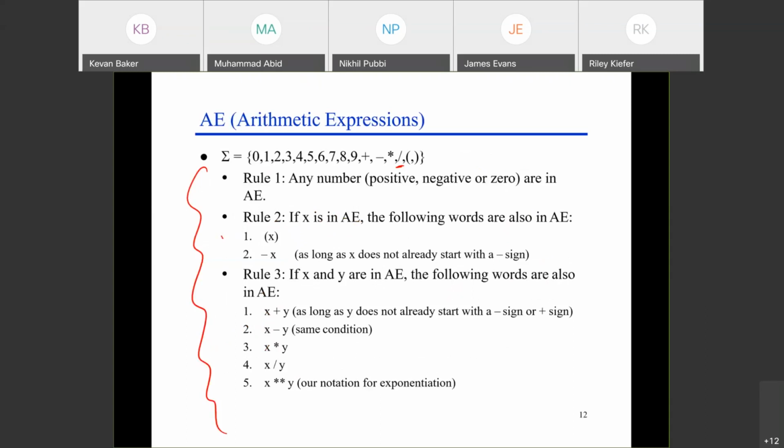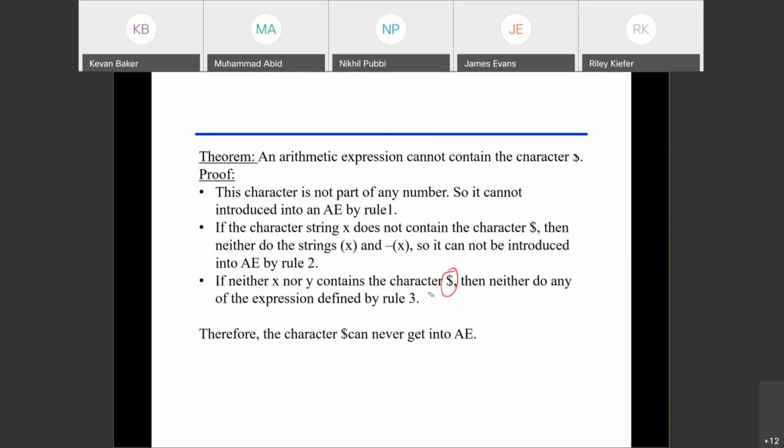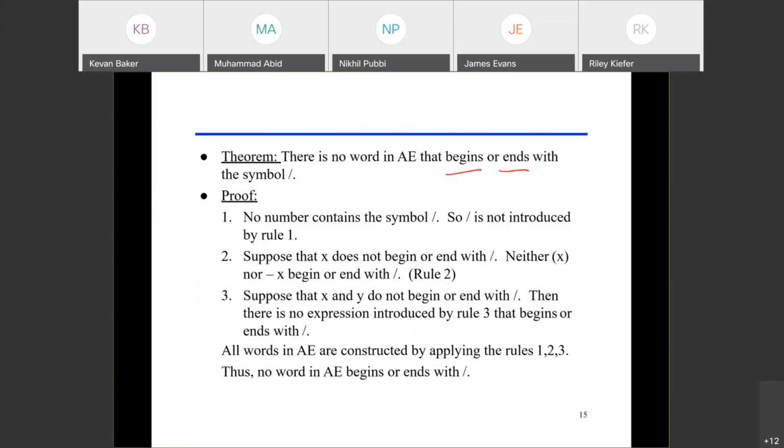According to rule 2, you cannot put slash anywhere here. According to rule 3, you can put slash in between x and y, but you cannot put slash before x or after y. So we do not have something like this. Okay, so that's the reason that we can prove that this theorem is right. You cannot begin an arithmetic expression by investigating all these rules with slash. Okay? So this is the way you can prove that.